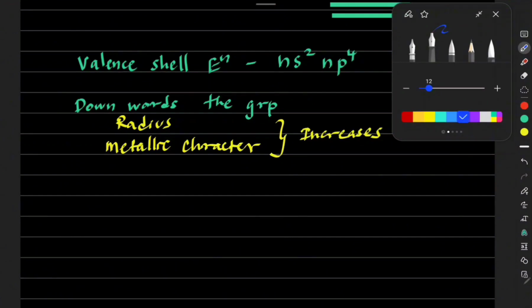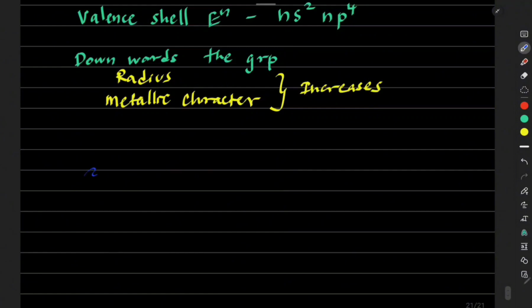Now let's look at the elements of group 16. What are the group 16 elements? First element oxygen, then sulfur, selenium, tellurium, and polonium.